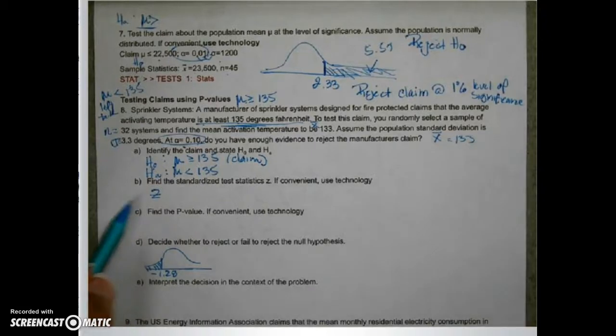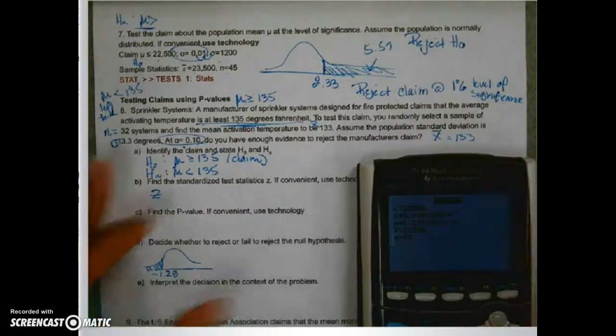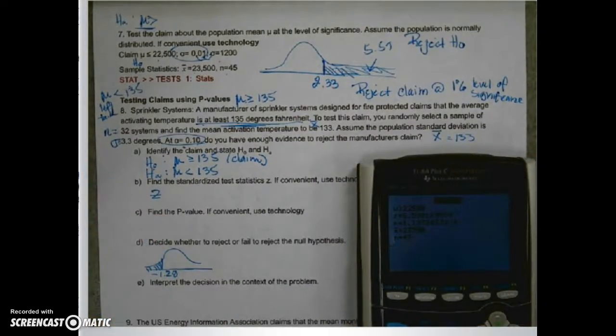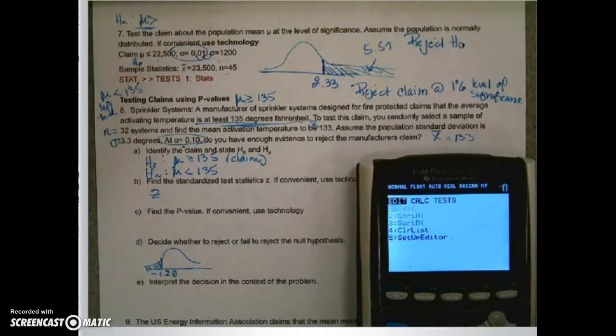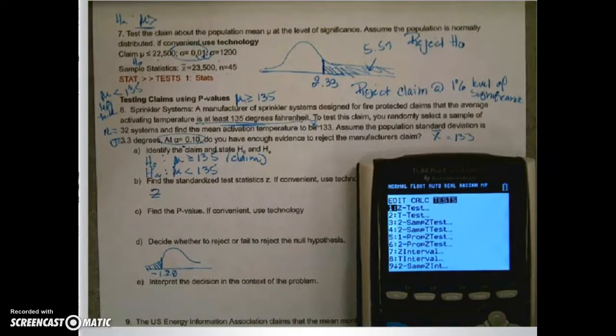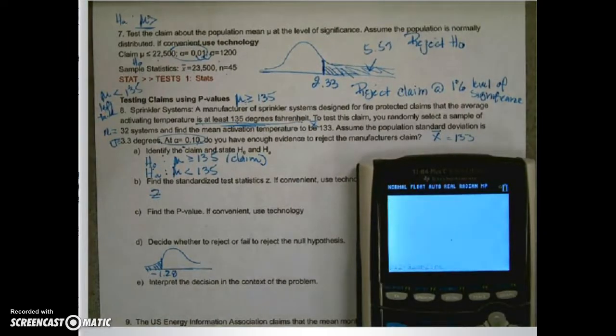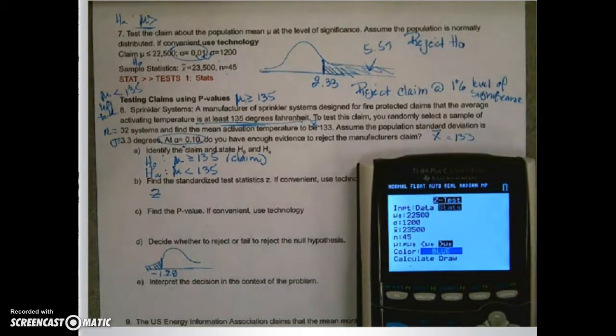So I'm going to use technology the same way that we just did, instead of using the equation for z equals whatnot. So go ahead and hit stat one more time. Go all the way to the right to test. You can probably hit left once instead. And then you're going to enter in all of your data one more time.